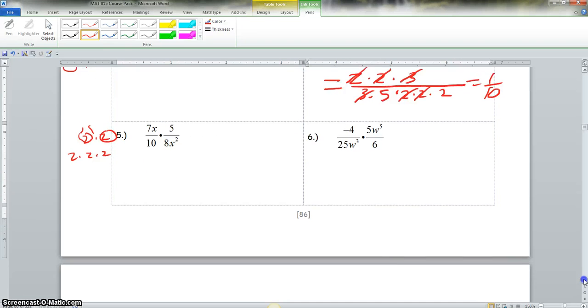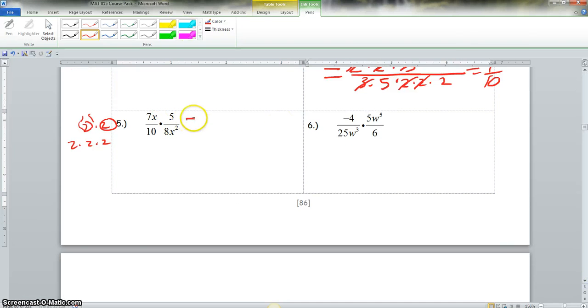Okay, so now we go here to number 5. Now, 7 is already prime. 5 is already prime. We'll write our x. Now, whenever we're dealing with algebraic fraction multiplying, we could do it the same way we did in the last section. We could take the prime factorization of the numbers first, then the variables. So the prime factorization of 10 is 2 and 5. Prime factorization of 8 we know is 3 2's. And the prime factorization of x squared is x times x.